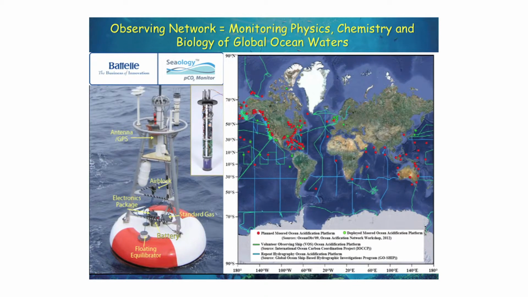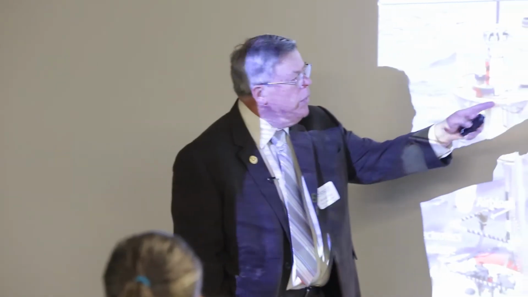So what we have done throughout the U.S. is to develop an observing system. This is the global observing system that's just been developed and now has been approved as of this summer, called GOA-ON. And what we do is we put out moorings and we take cruises and have stations where we collect chemistry data and physical data. This is one of our moorings right here. We're actually measuring the pCO2 and pH of water and monitoring the changes in real time.